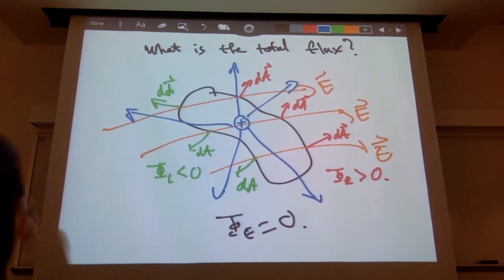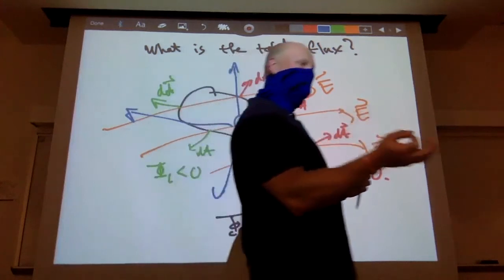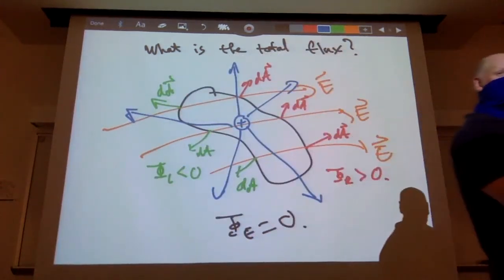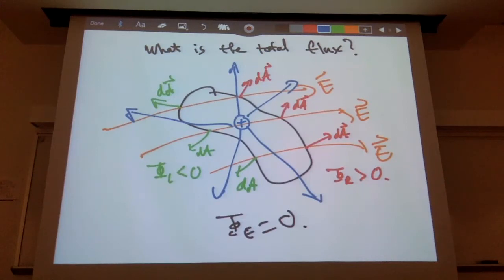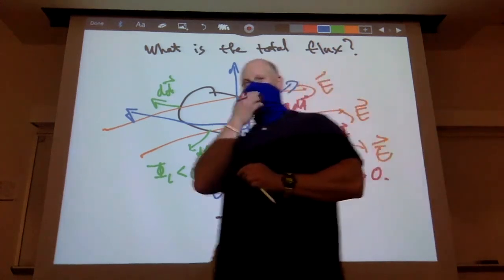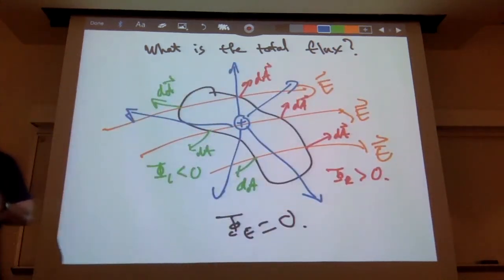So the only way to have a non-zero flux is if charge is present and charge is present inside of the object itself. This is the only way to create a non-zero flux. This is Gauss's law. What Gauss's law says is that the flux through any surface must be directly proportional to the charge enclosed inside of that surface. Okay? So this is the essence of Gauss's law.